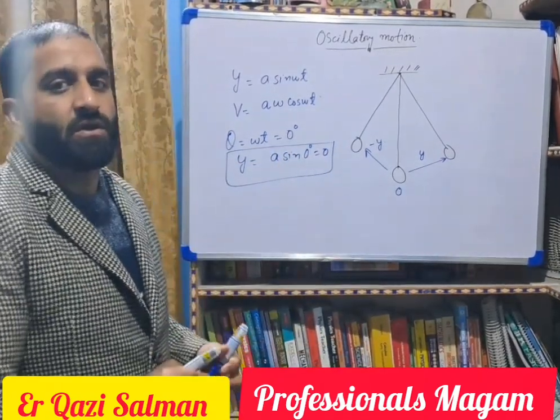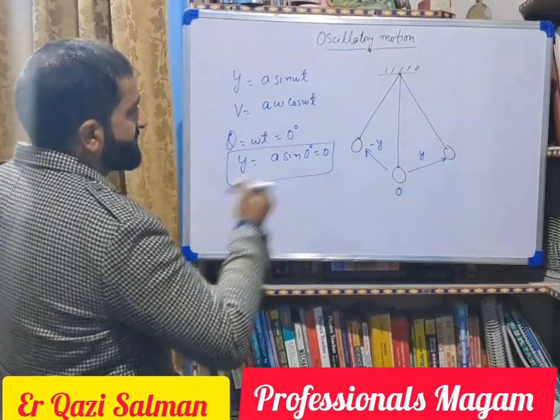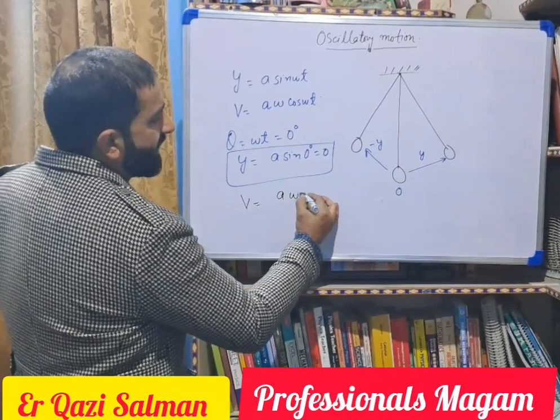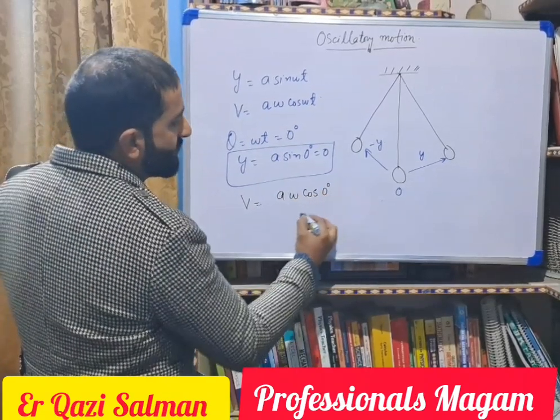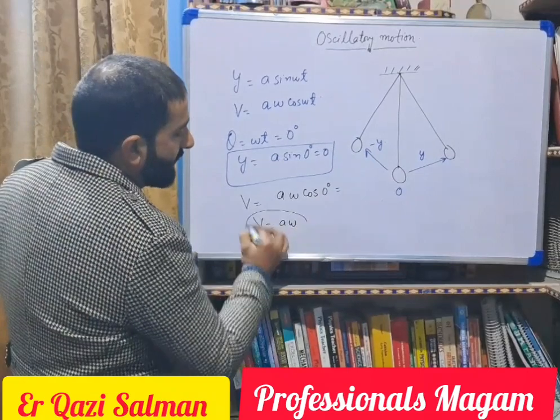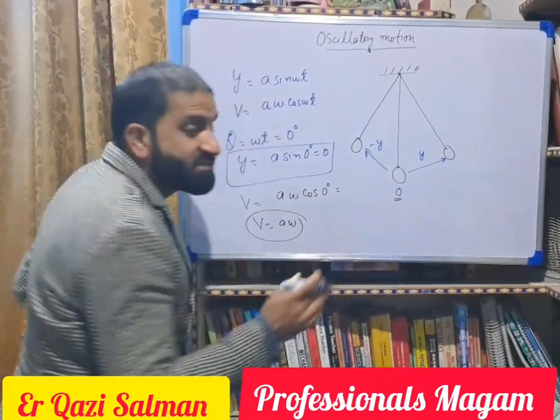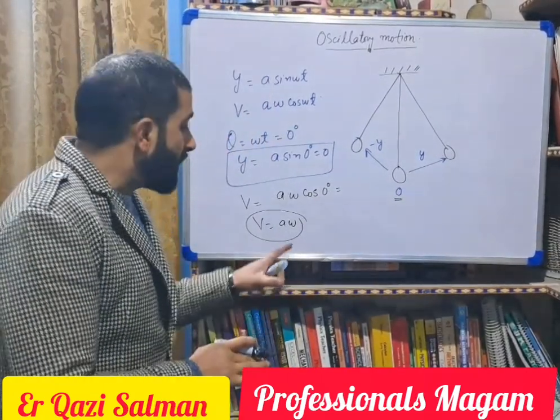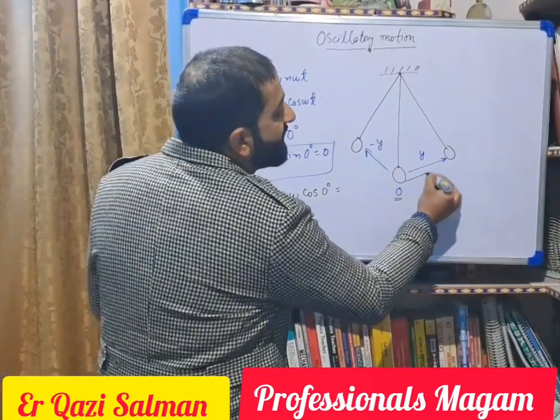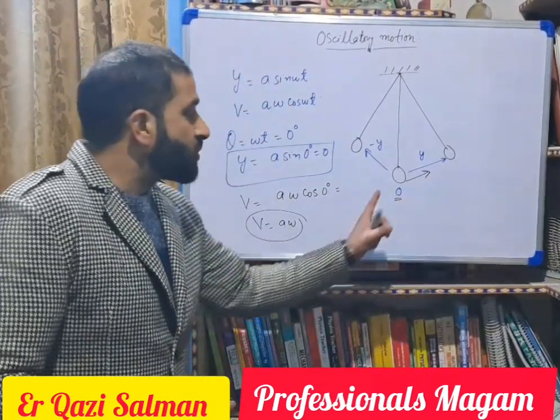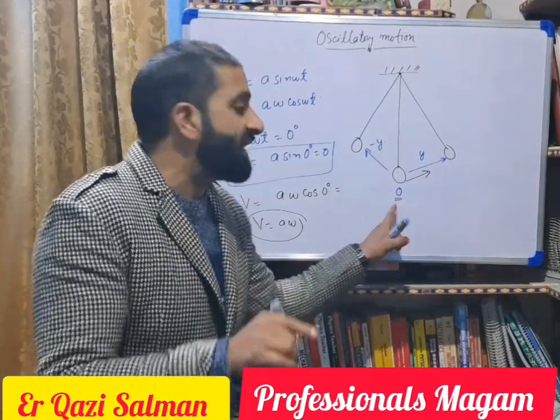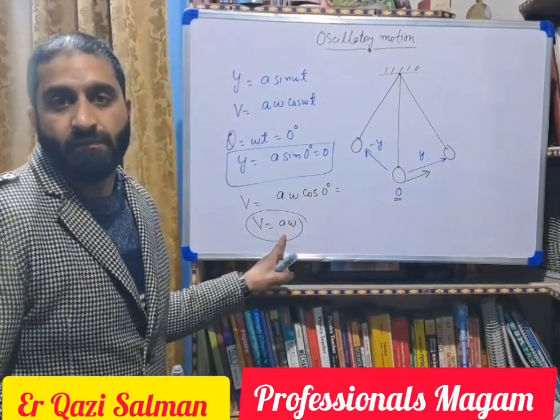Now when we talk of velocity, v is equal to a omega cos of omega t, that is 0. Cos of 0 is equal to 1, that means velocity is equal to a omega. So here the displacement is equal to 0, but the velocity has got the value of a omega. That means it is leaving in this direction. So the velocity at the mean position is maximum, and that maximum value is equal to a omega.